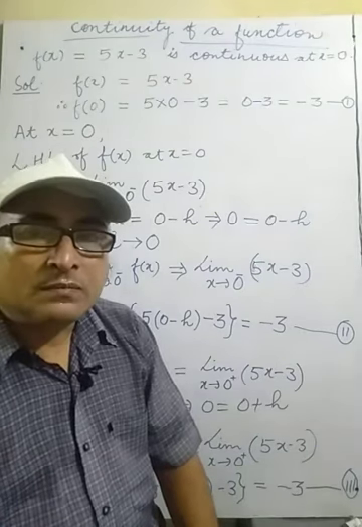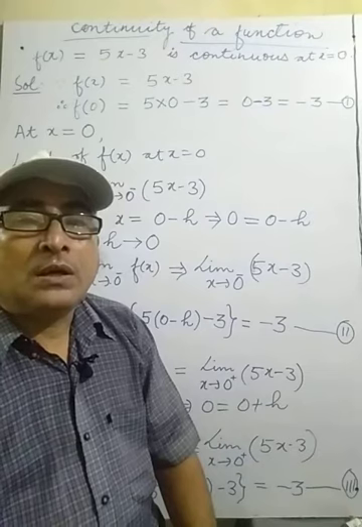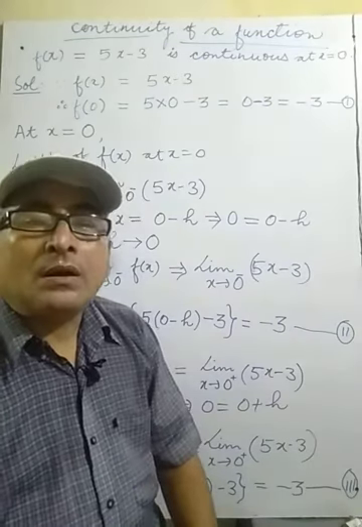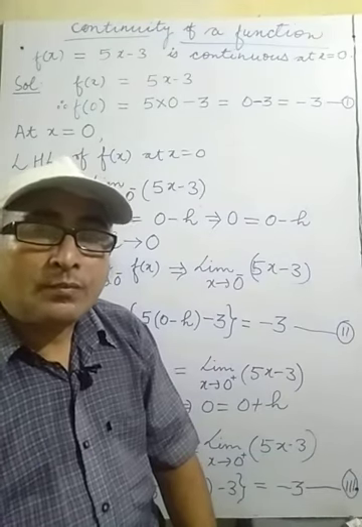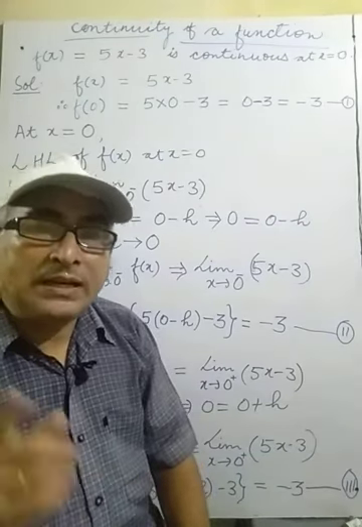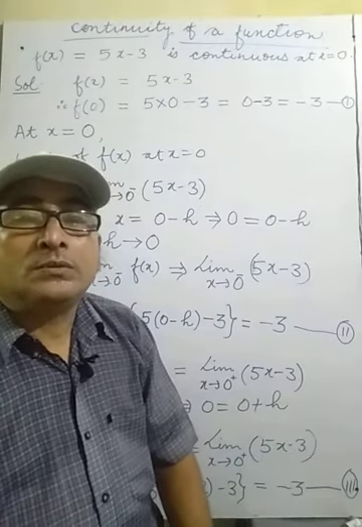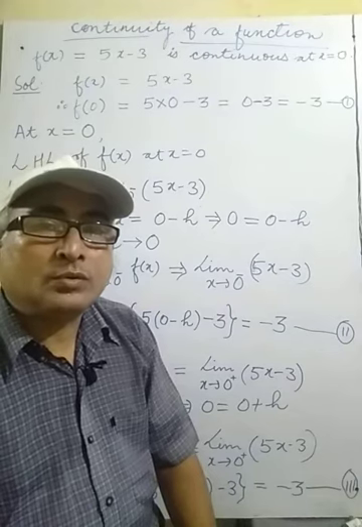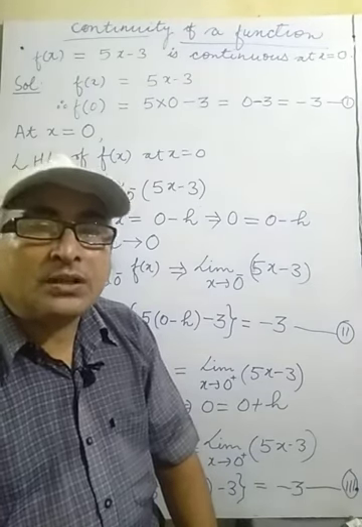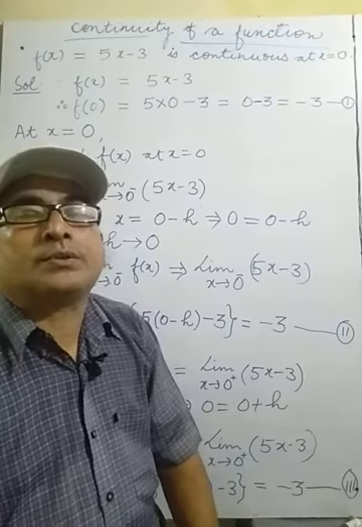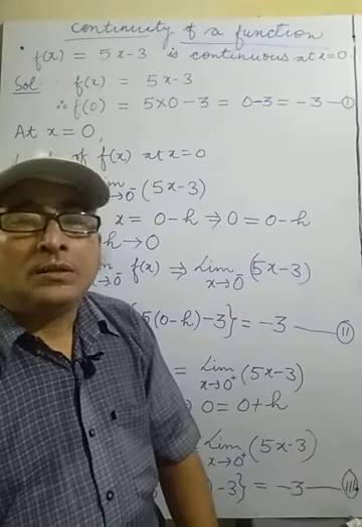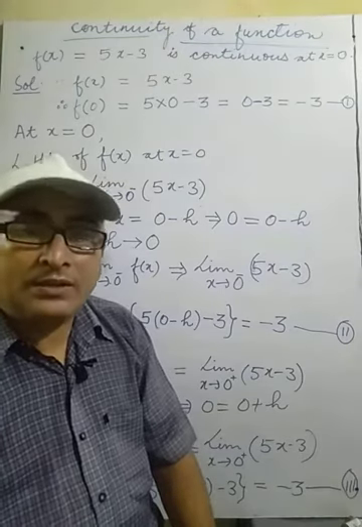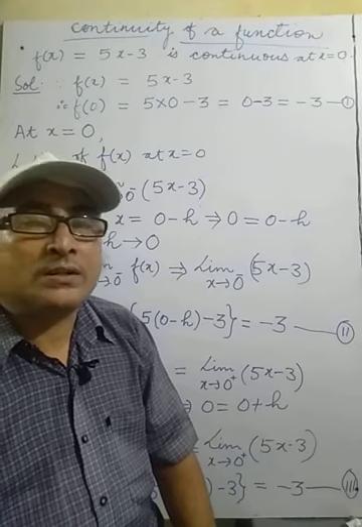In this way we find the left hand limit, and similarly we will calculate the right hand limit. If the left hand limit is equal to the right hand limit is equal to the value of the function at that particular point, then ultimately this function will be called a continuous function. So f is continuous, meaning the function is continuous at x equals the given point.